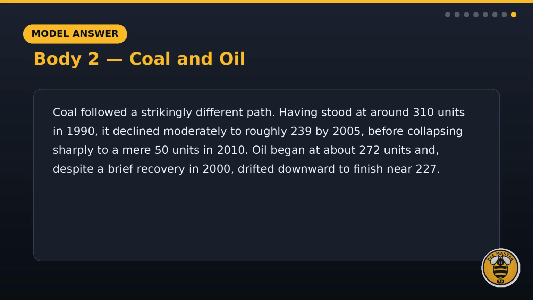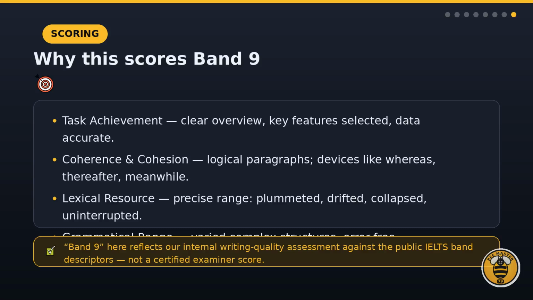Body 2, coal and oil. Coal followed a strikingly different path. Having stood at around 310 units in 1990, it declined moderately to roughly 239 by 2005 before collapsing sharply to a mere 50 units in 2010. Oil began at about 272 units and, despite a brief recovery in the year 2000, drifted downward to finish near 227. Why does this score band 9?